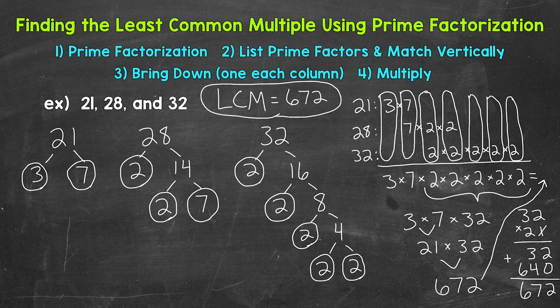There's how to find the least common multiple of three numbers using prime factorization. I hope that helped.